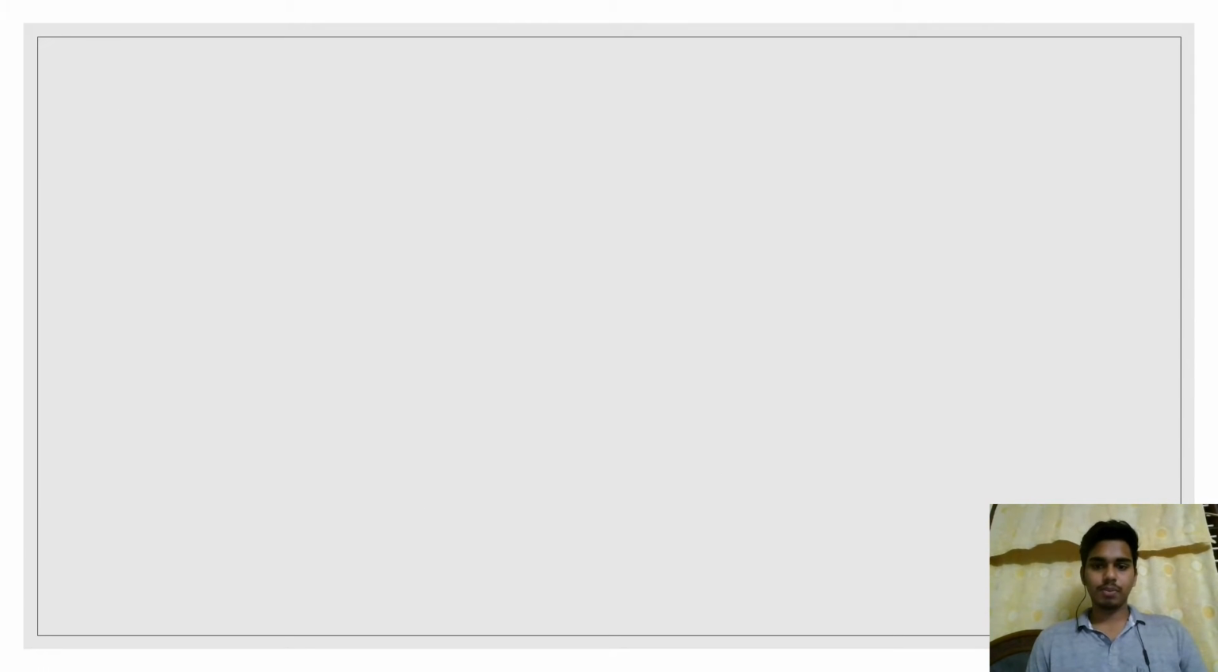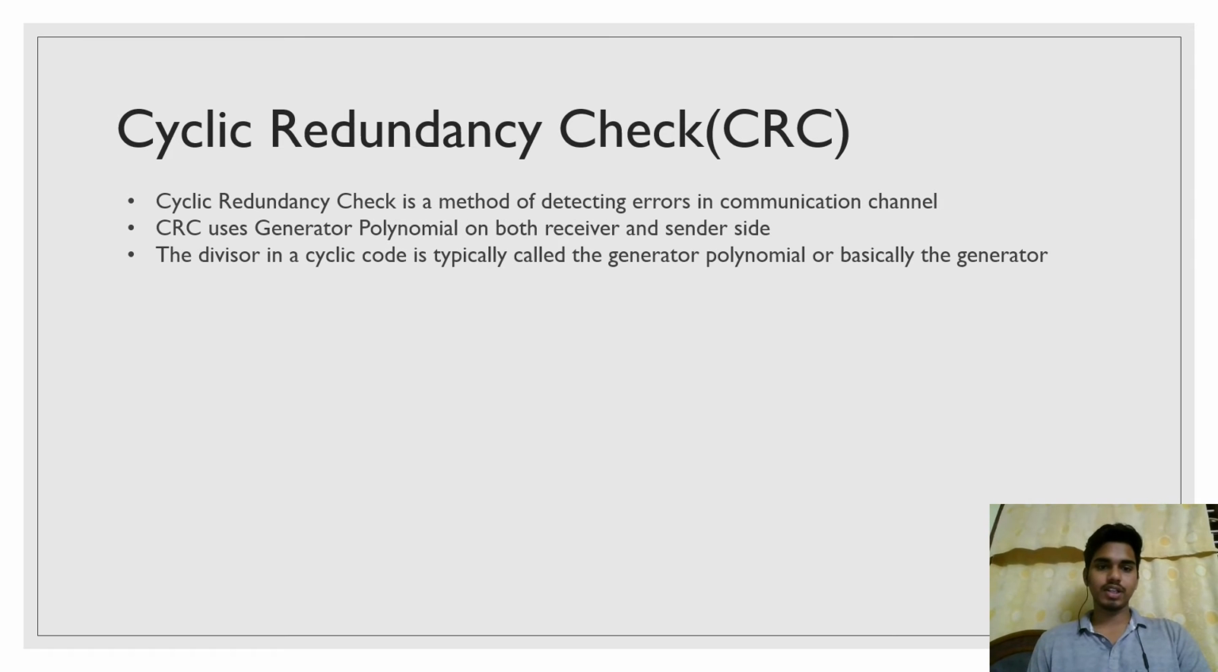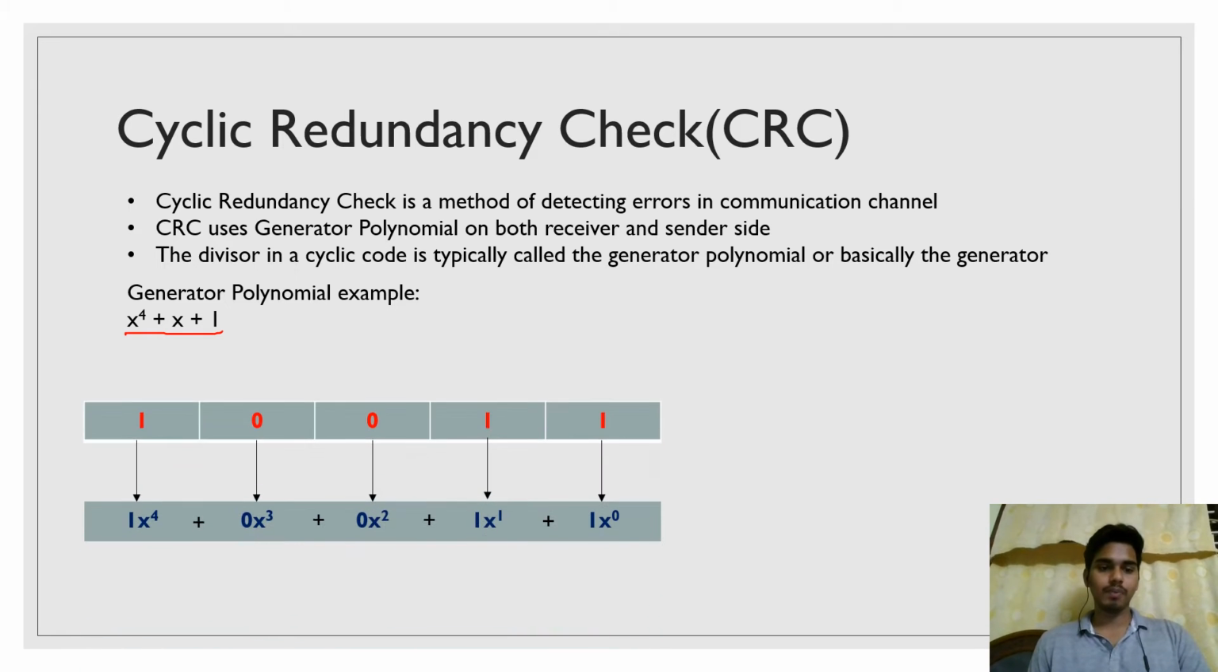Okay, now let's see about the cyclic redundancy check. Cyclic redundancy check is a method of detecting errors in a communication channel. Cyclic redundancy check uses a generator polynomial on both the receiver and sender side, and the divisor in a cyclic code is typically called the generator polynomial, or basically the generator. The generator polynomial example is x to the power of 4 plus x plus 1.